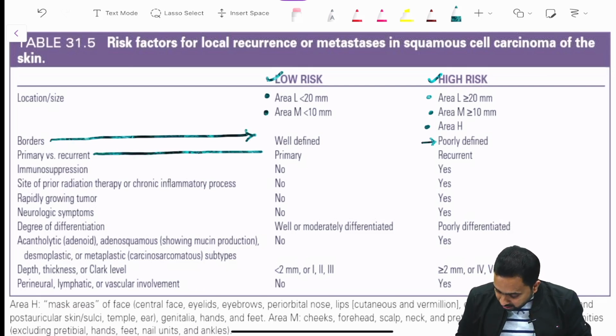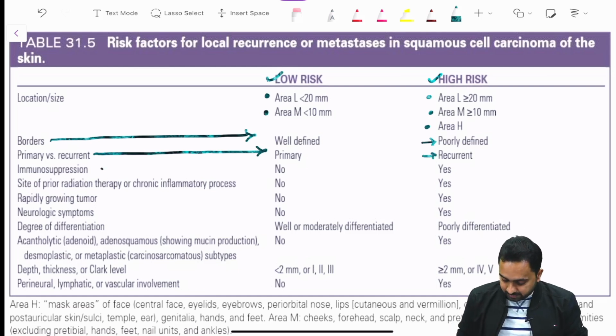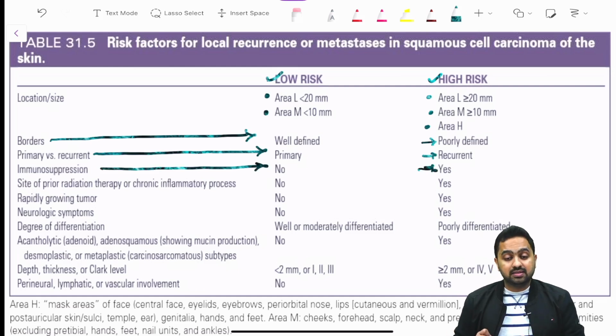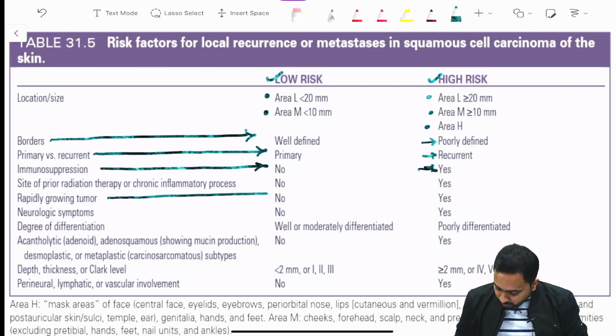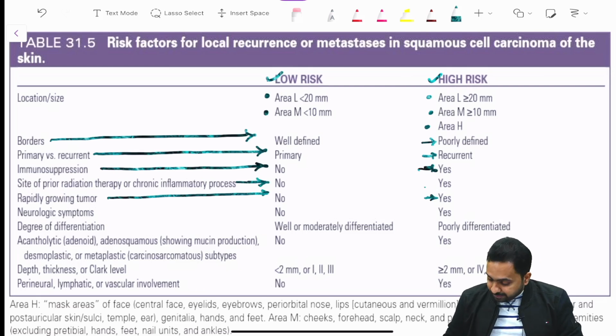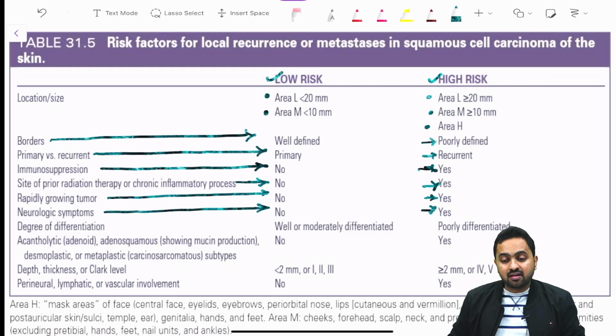A primary tumor would be a low risk and a recurrent tumor will be a high risk. Absence of immunosuppression is low risk; presence of immunosuppression makes it a high risk. Then a rapidly growing tumor is a high risk, and a site of prior radiation therapy or chronic inflammatory process makes it a high risk. Neurologic symptoms also make it a high risk.